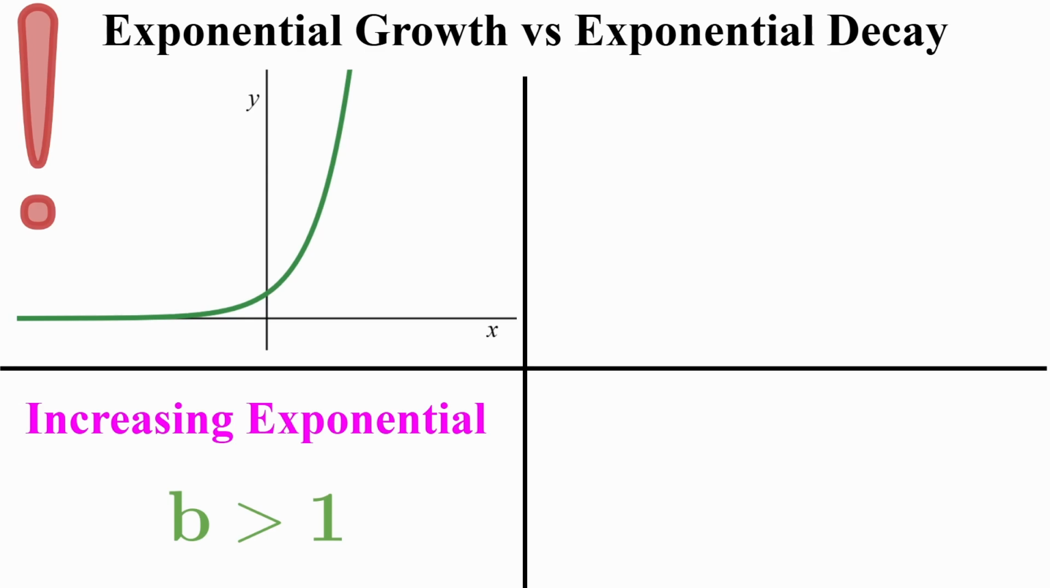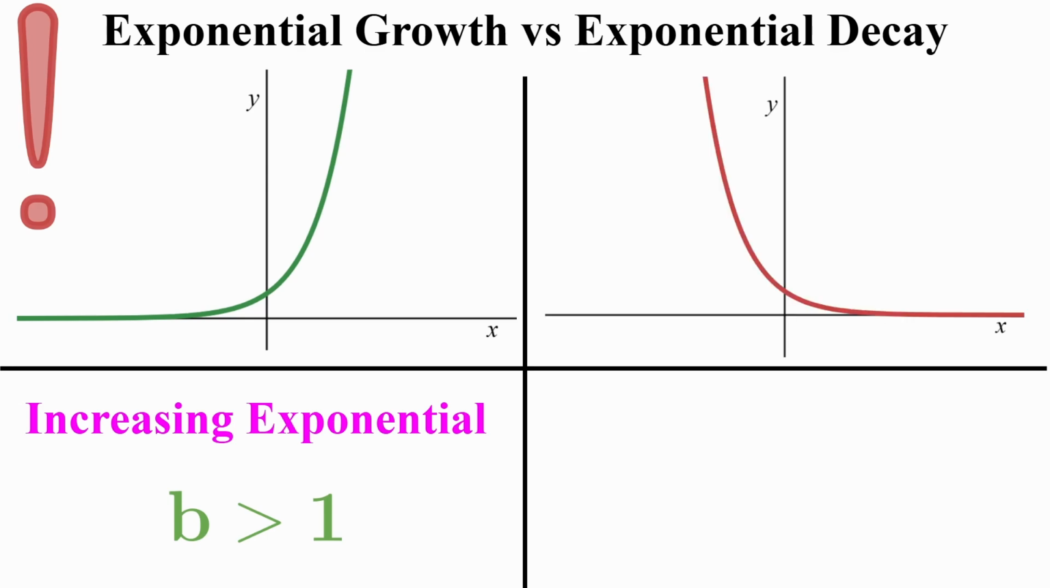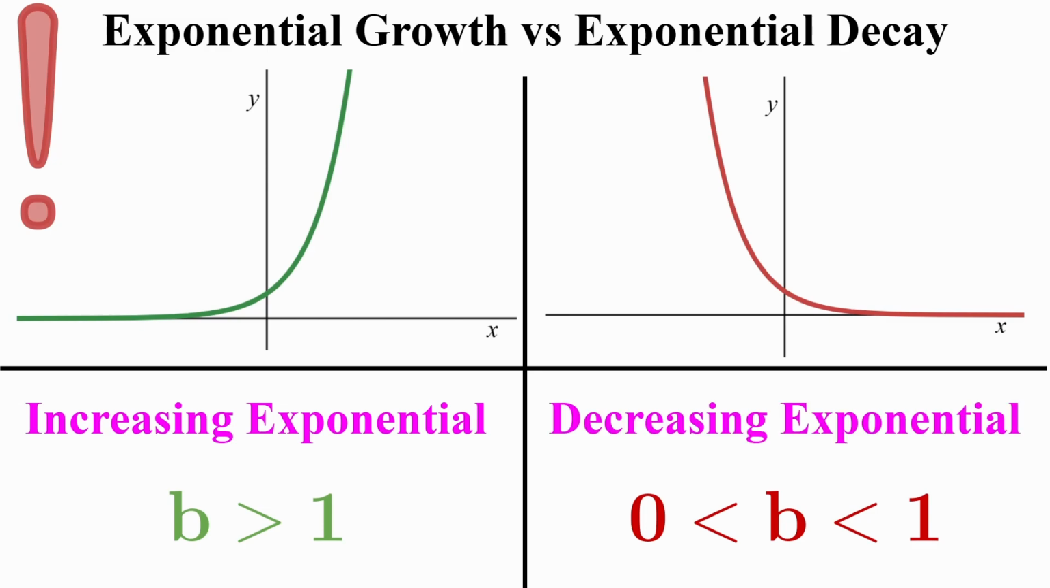And exponential decay looks like this. And that occurs when 0 is less than b is less than 1. So for example, b is 0.25 or 1/3 or 3/4, something like that. Just any number between 0 and 1. And the SAT will usually refer to that, they don't usually call it exponential decay, they'll refer to it as decreasing exponential. This is probably the most important slide in the whole thing. I would definitely make sure you write this down.